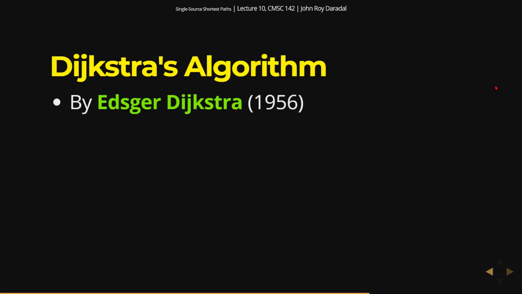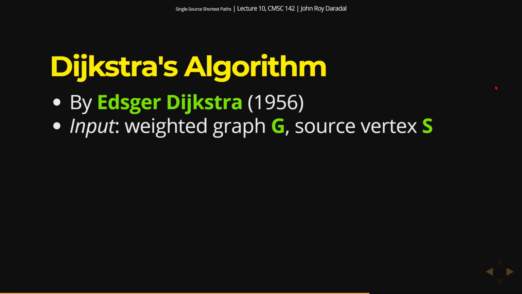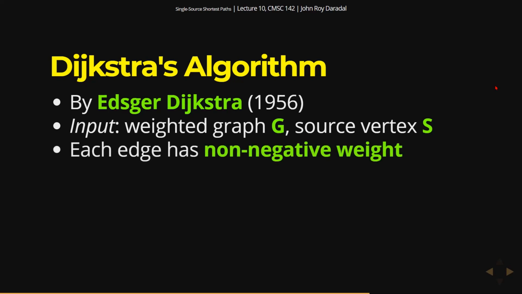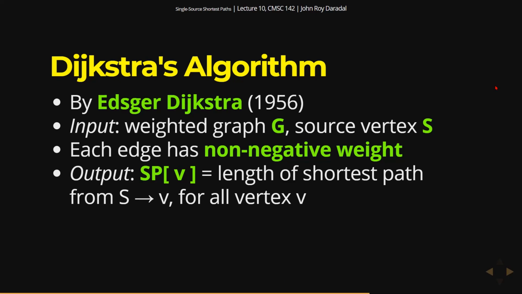Okay, so the first algorithm that we will discuss in part 2 is Dijkstra's algorithm, which was created by Dijkstra in 1956. As the input, we will still get a weighted graph G and source vertex S. The assumption for Dijkstra's algorithm is that each edge has a non-negative weight. So for Dijkstra's algorithm to work, no weights should be negative. It could be 0 or positive, but not negative. Otherwise it will not work. Assuming that this assumption is true, our output would be the shortest path length SP of V for all vertices V. SP of V is the length of the shortest path from the source vertex S to vertex V. That's our goal, our output.